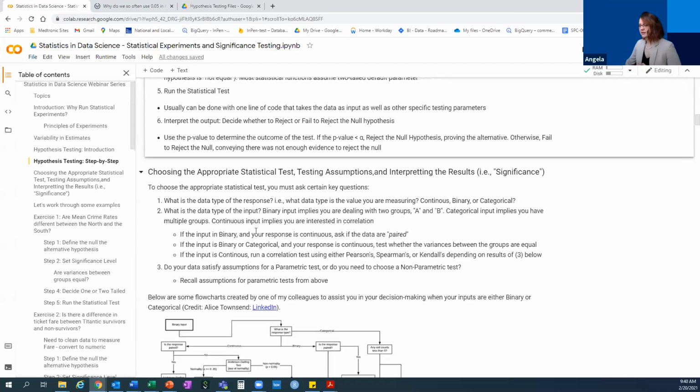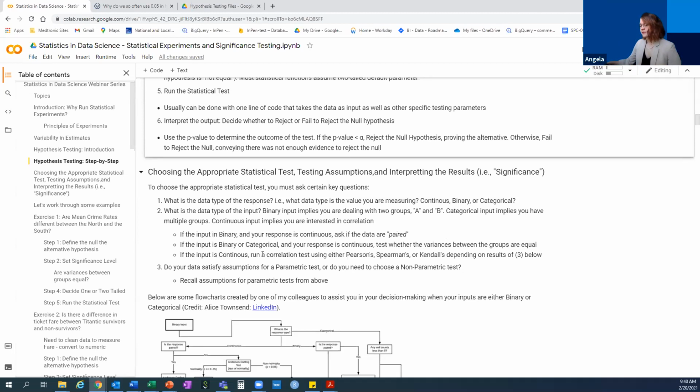So if the input is binary, and your response is continuous, which is very common in hypothesis testing, you'll need to ask if the data are paired. And by paired, that means that the two groups are dependent. They belong to the same subject in some way. Typically what this looks like is a before and after study. If you have a participant of a trial, there's probably a before measure and an after measure, but those two values are paired because they're dependent. They're not independent, like randomly from two different groups.